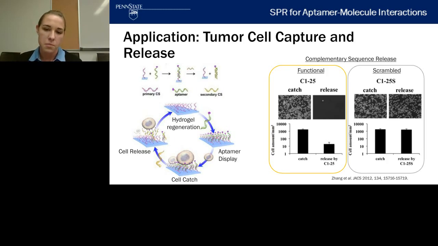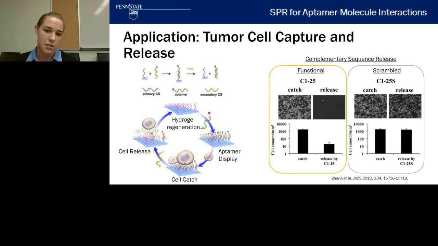We can capture these cells and then quantify the amount of cells bound per area. Next, we can use a secondary sequence which binds to the aptamer sequence with more base pairs than the aptamer sequence binds to the primary sequence. And this displaces not only the aptamer sequence, but also any cells that are attached to this aptamer. And when we look at the images back on the right, we can see that when the complementary sequence is 25 base pairs with the aptamer, most cells are released. When the sequence is scrambled on the rightmost image, we can see that very few cells are released. So this is a very specific release system.